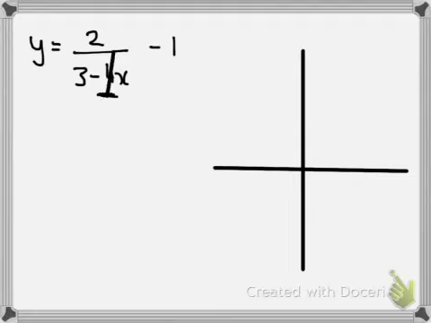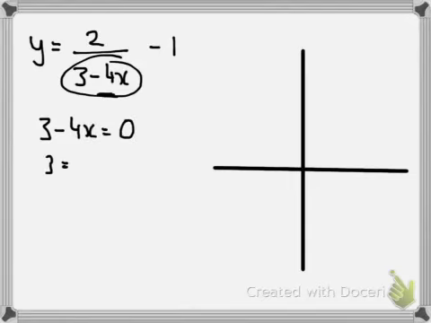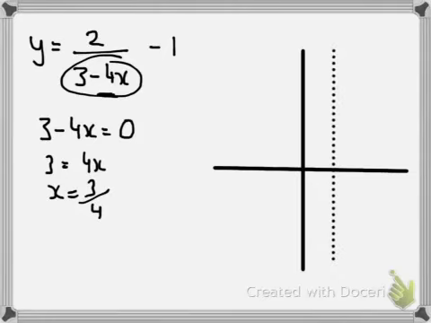Well, we've got this on the bottom here, 3 minus 4x. Now to find the vertical asymptote, what we really do here is make this equal to 0. So if I go 3 minus 4x equals 0, that means 3 equals 4x, x equals 3 on 4. So that's going to be our vertical asymptote. So let's draw that in at 3/4 down there. Let's label it there, 3 on 4.